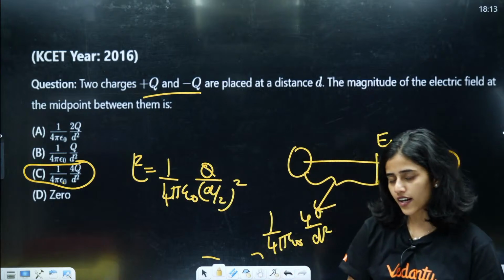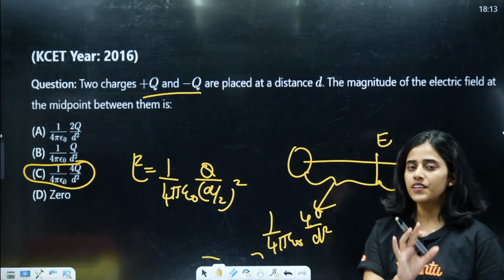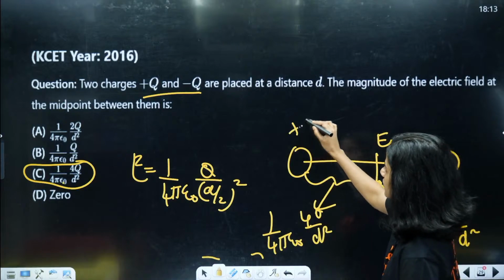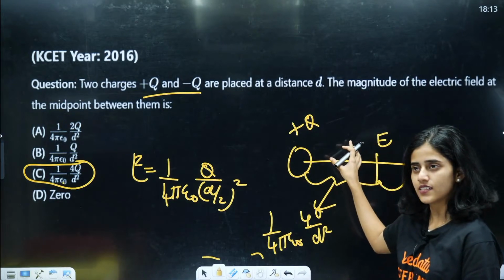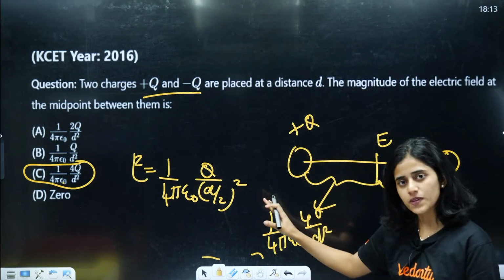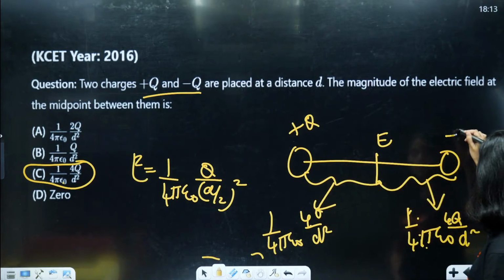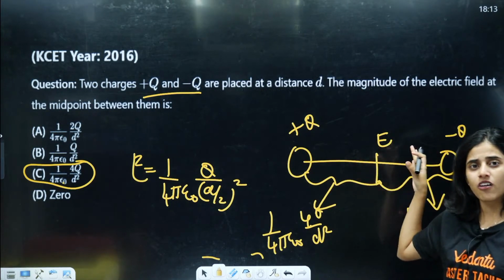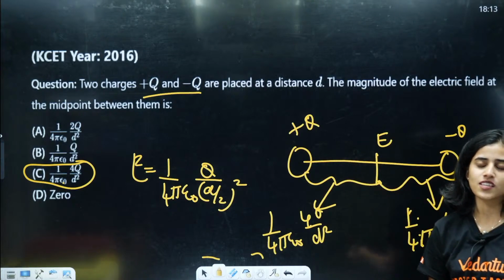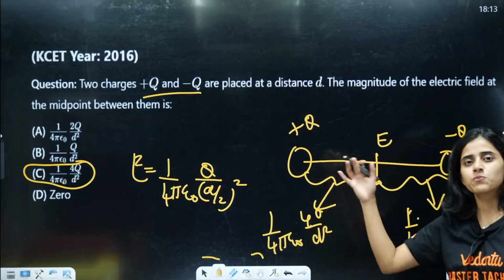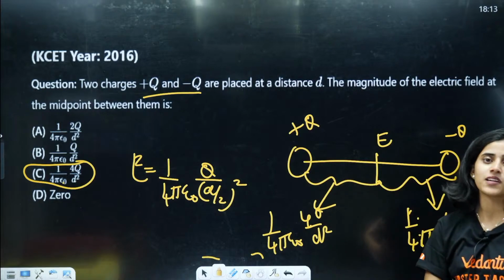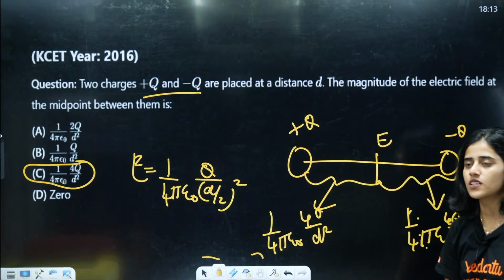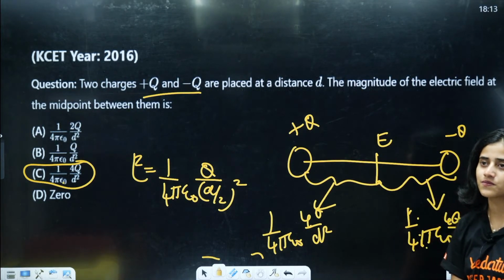See, you need not add or subtract. You just have to find out the electric field because of plus q and E. It's going to be the same as the electric field because of minus q, because both of these are the same charges. They're just positive and negative, and they're going to act in the same direction. So it's just going to be the same.